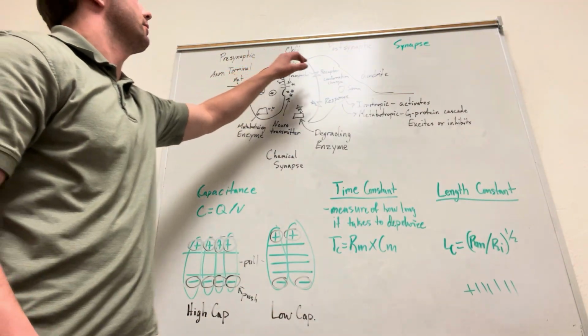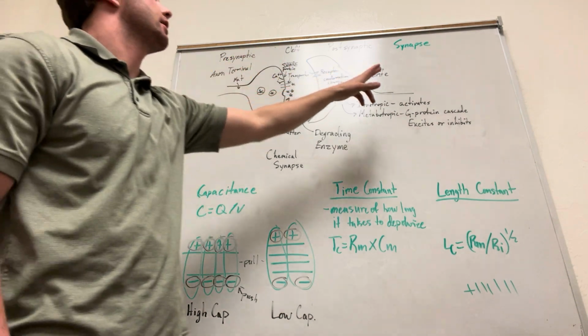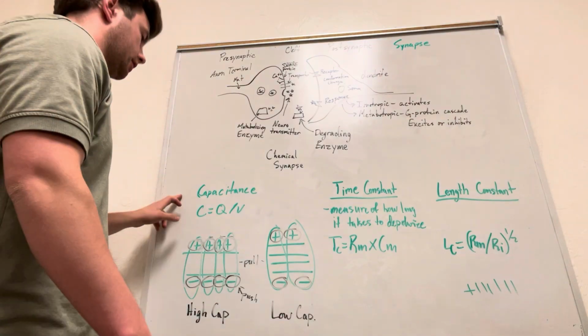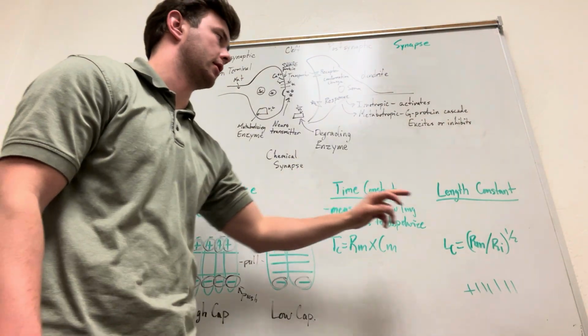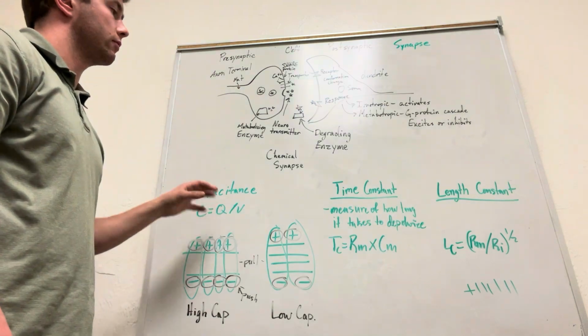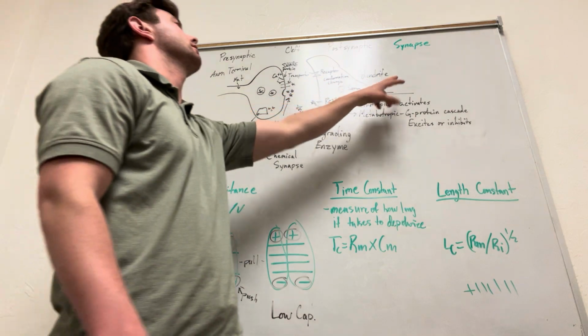Today we're talking about basically the anatomy of a synapse, as well as a couple items of interest like capacitance, time constant, and length constant. We'll get to those in a second, but let's start with kind of the anatomy of a synapse.